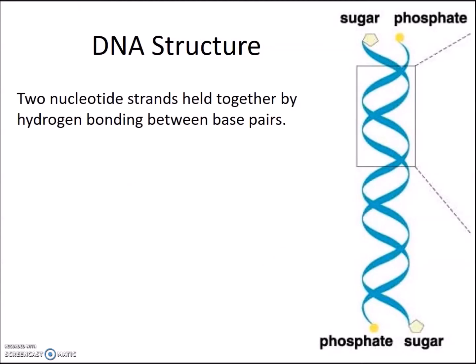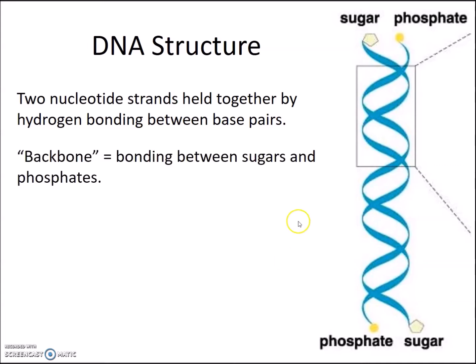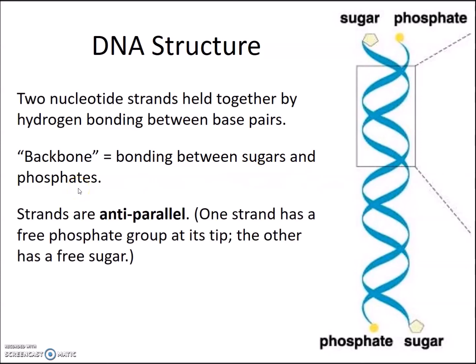DNA is a double-stranded twisting molecule. Double-stranded, meaning there's always going to be 2 pieces of DNA wound up around each other. And twisted because they're paired together, and it just so happens that that causes a twisting or coiling of the molecule. The backbone of the molecules, the strands of DNA, are the bonds between sugars and phosphates.